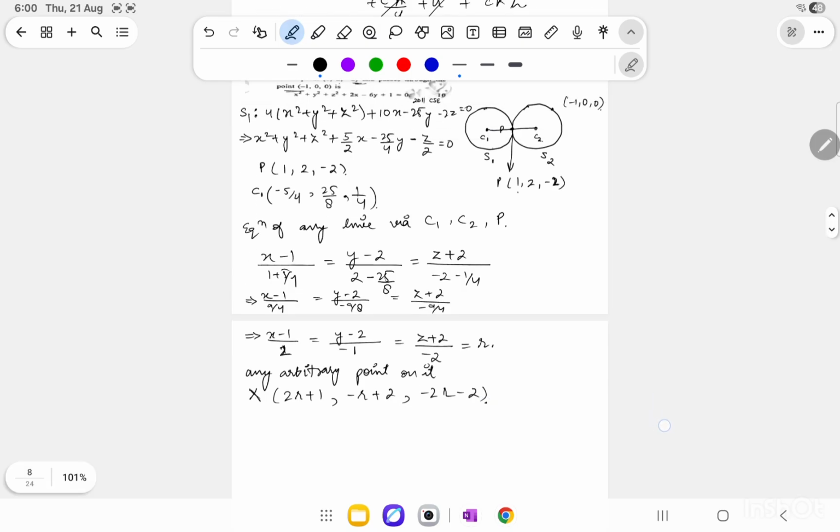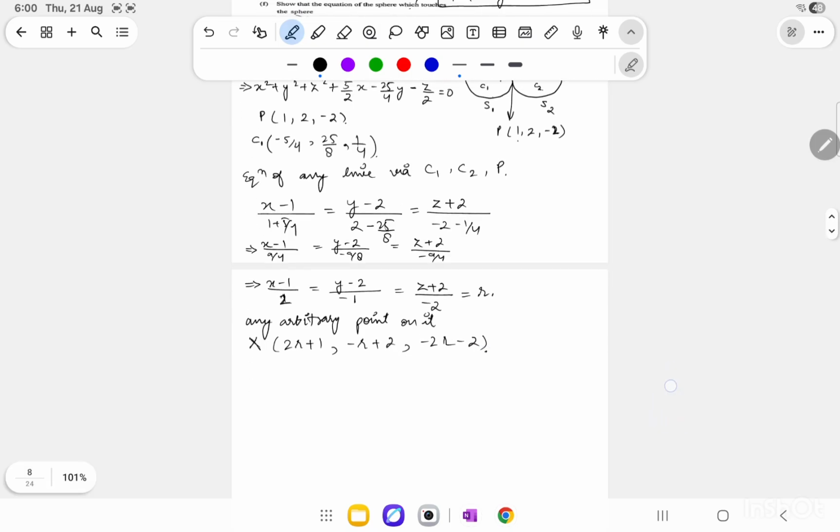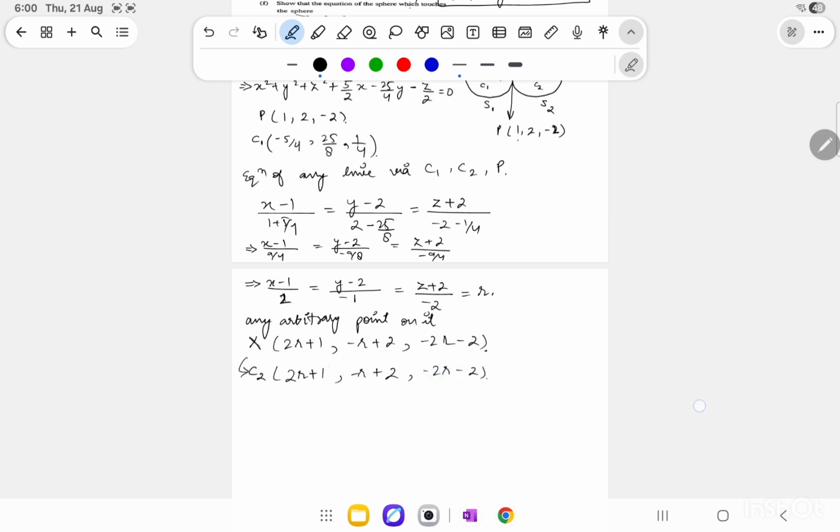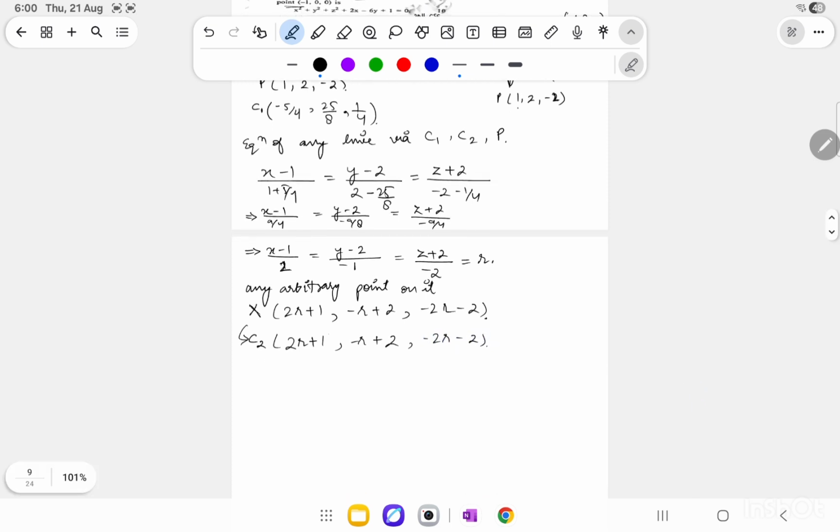So this is my line passing via C1, C2 and P. Any arbitrary point will be of this form, so my center C2 will also be of this form. So my center C2 will be (2r+1, -r+2, -2r-2). This is basically my center of sphere S2.